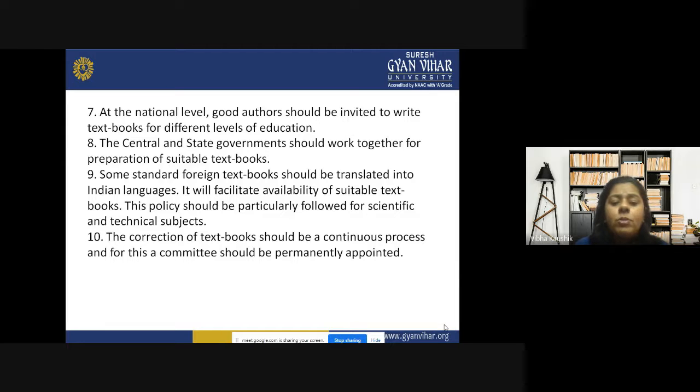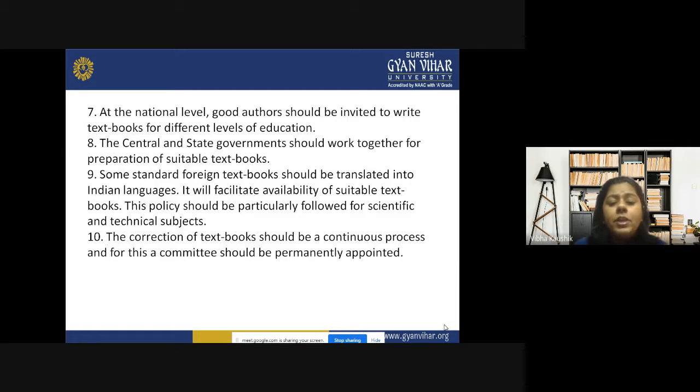The policy should be practically followed for scientific and technical subjects also. And translation of the foreign textbook into Indian languages should be practiced or followed for scientific and technical subjects also. The correction of textbooks should be a continuous process, means updation should always be there.